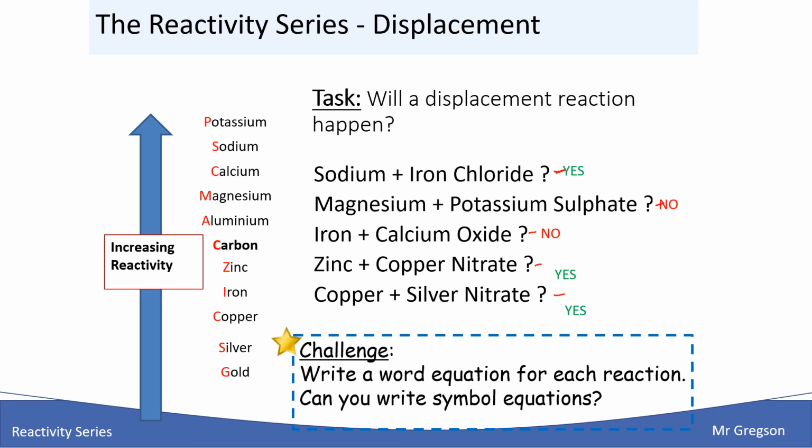Iron and calcium, no, because iron is lower. Zinc and copper, yes, because the zinc is higher. And this is an example we used earlier. Copper and silver nitrate, yep, absolutely. And for a bonus point, what would be left over from the last one? You'd end up with silver. So you get silver on its own. Silver is quite valuable.